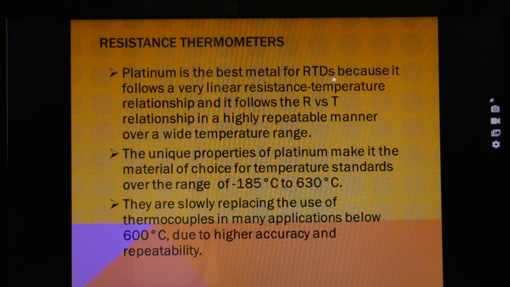That's why we use it, because it follows a very linear resistance temperature relationship, and it follows the R versus T relationship in a very repeatable manner over a wide range of temperature. The unique properties of platinum make it the material of choice for temperature standards over the range of minus 185 degrees Celsius to 630 degrees Celsius. They are slowly replacing the use of thermocouples in many applications below 600 degrees Celsius due to higher accuracy and repeatability.